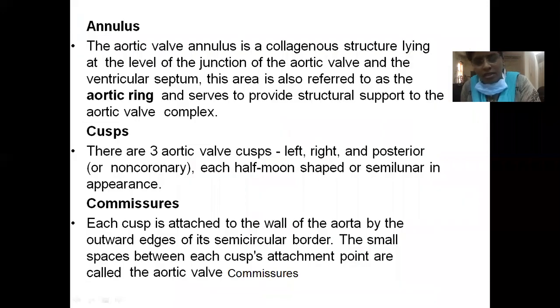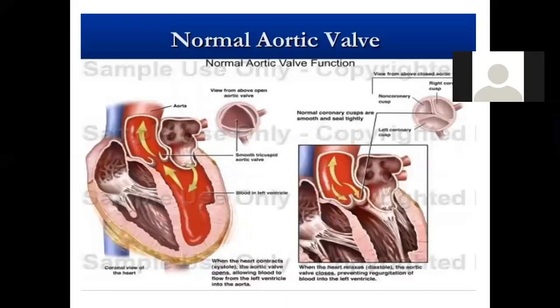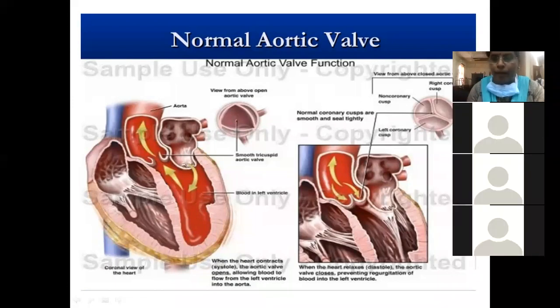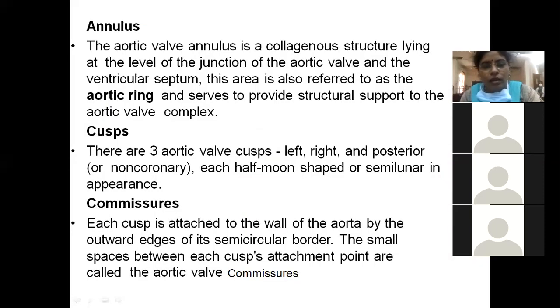Coming to the structures that are present in the aortic valve. The aortic valve consists of usually three parts: one is the cusps, the second is the annulus, and the third is the commissures. Coming to the cusps, three leaflets are there. Each leaflet is a semi-lunar or half-moon shaped leaflet. The main function of this leaflet is mainly... it has a half-moon shaped or semi-lunar appearance.